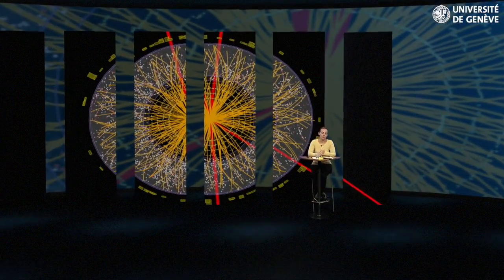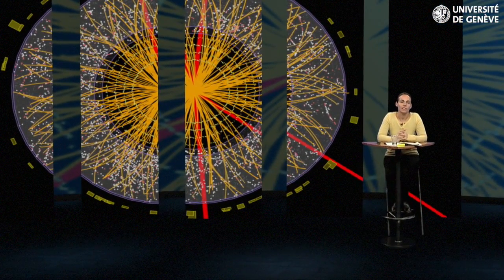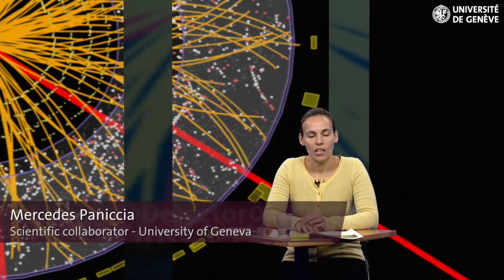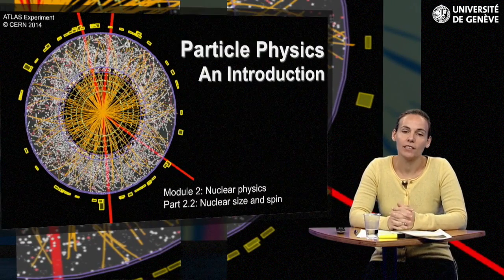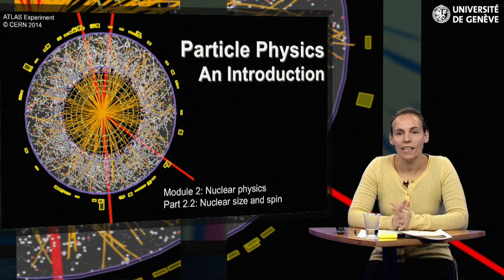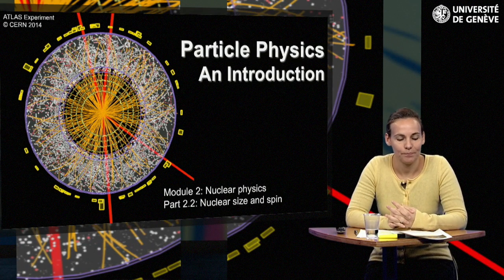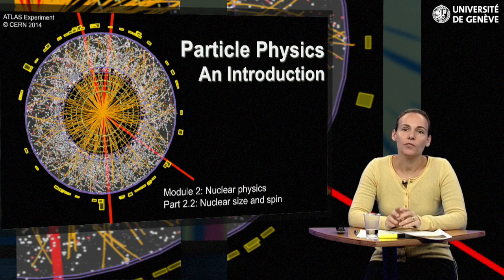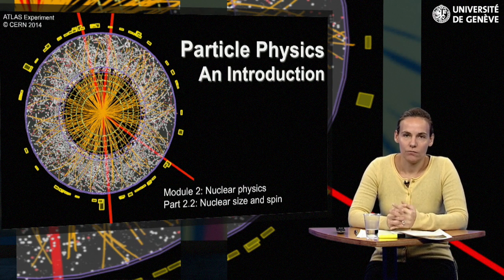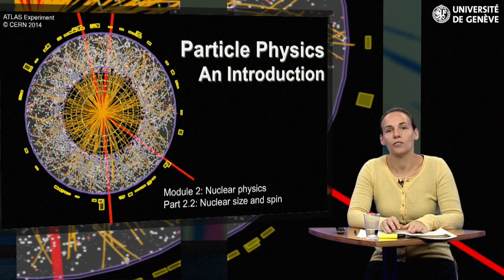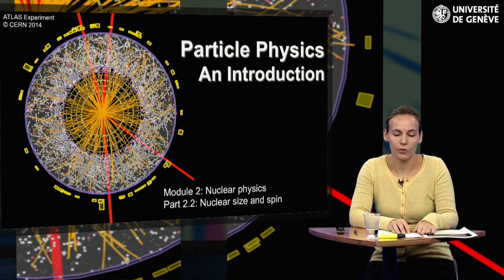During this second module, we deal with nuclear physics and its applications. In this second video, we will summarize what is known about the size and the spin of nuclei. The goals for you are to know how nuclear size is measured and what the results are, to know general facts about the spin of nuclei, and to be able to describe the value of stability of nuclei as a function of the number of protons and neutrons.